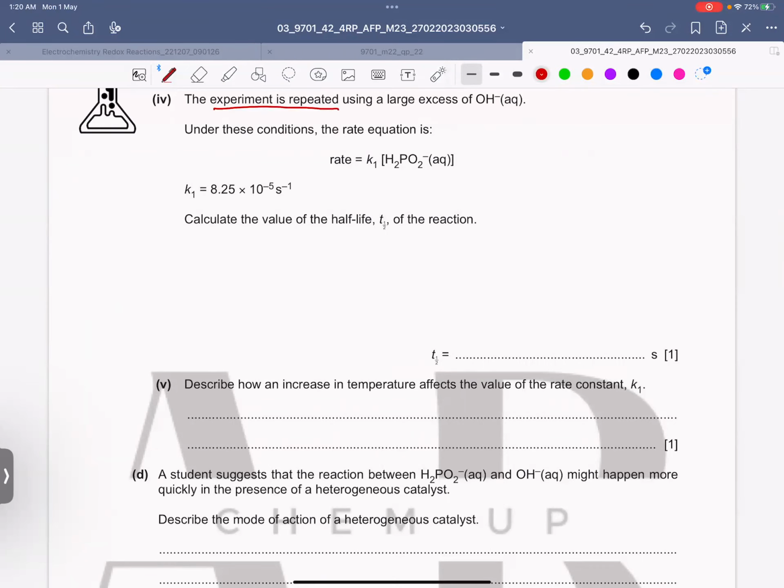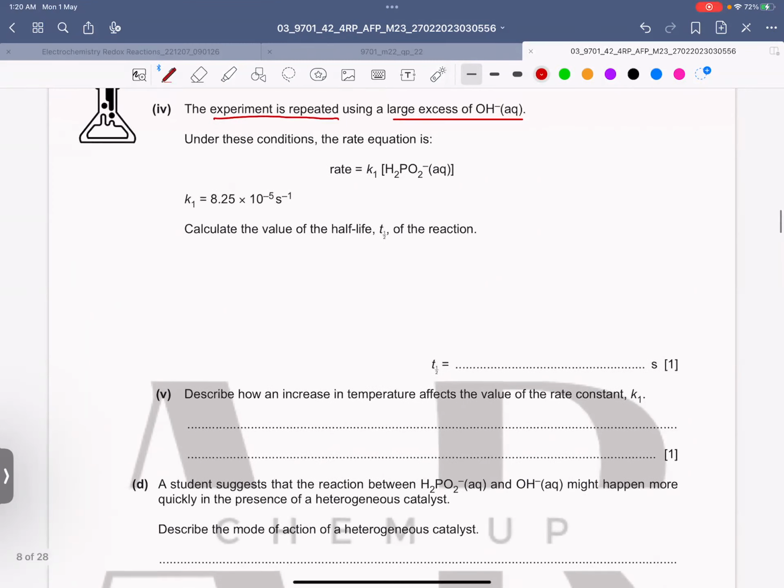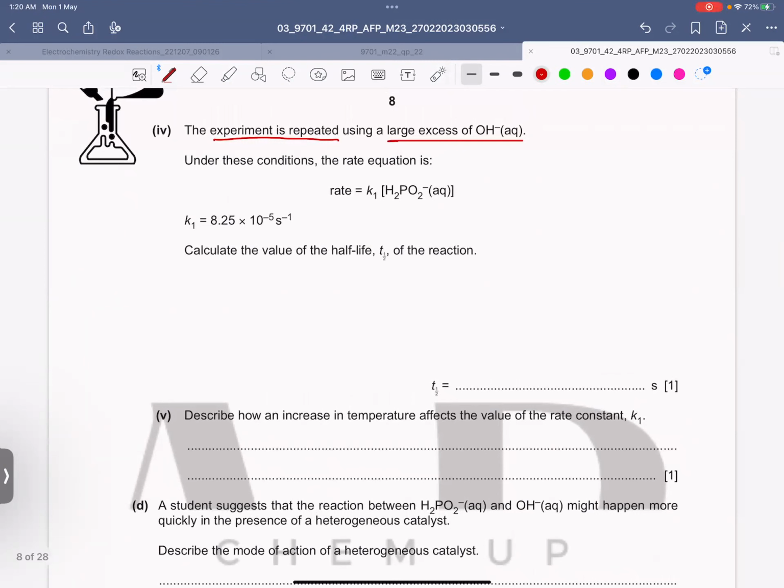The experiment is repeated using a large excess of hydroxide ion. What does this indicate? We have discussed many questions like this earlier as well. It will not be in the rate equation. As it is in large excess, it does not affect the rate. So it would not be in a rate equation.